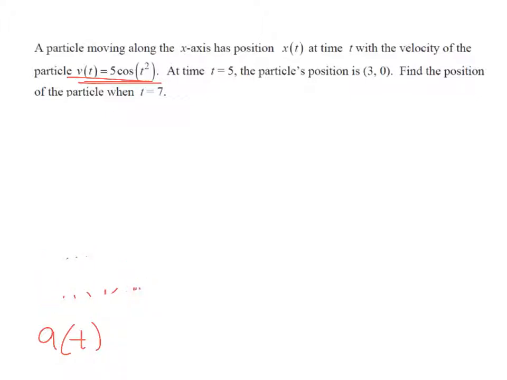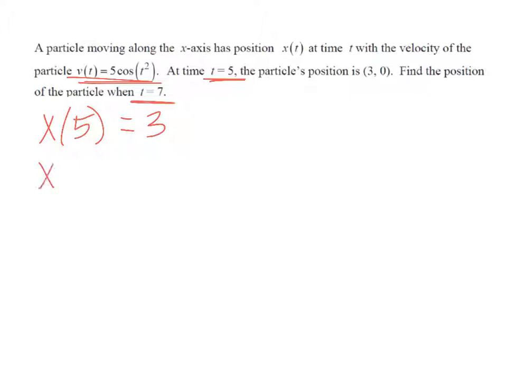I'm also given an initial time for the particle's position, and position is the one before the velocity, so I have to use an integral to get that. And I'm given a new time that I need to find. So I'm given my x of 5. The position at 5 is equal to 3. And the position at 7 is what I want to find, right?